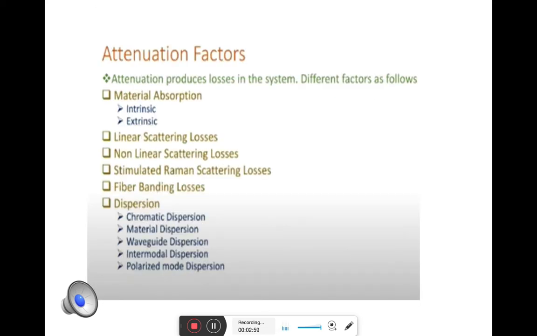Now we can see the different factors that lead to attenuation in a fiber. Those are material absorption, in which there is intrinsic and extrinsic, then linear scattering losses, then non-linear scattering losses, then stimulated Raman scattering losses, fiber bending losses, and dispersion. Inside dispersion we have chromatic dispersion, material dispersion, waveguide dispersion, intermodal dispersion, and polarization mode dispersion. We will be learning about each of these factors in detail.